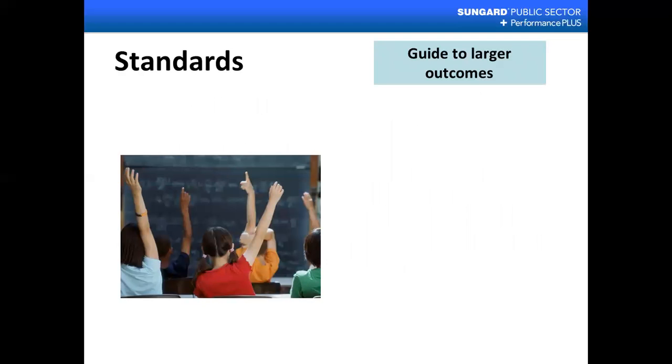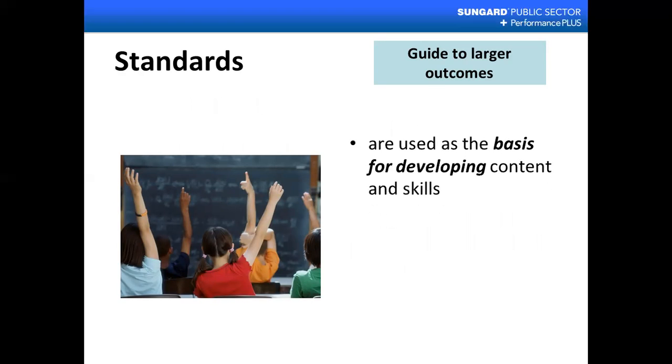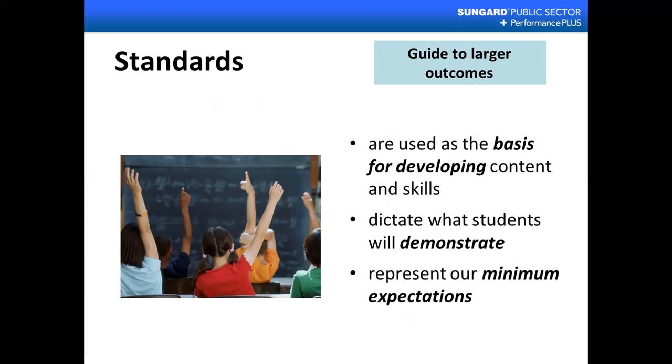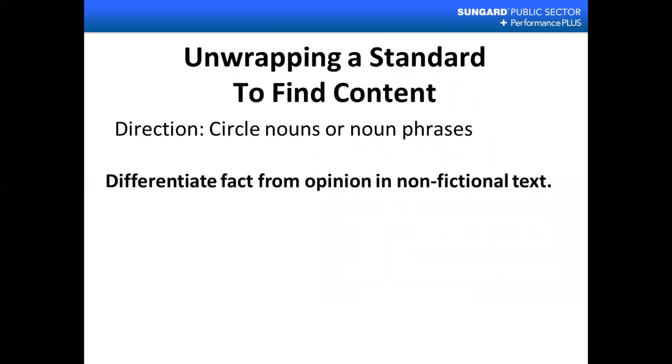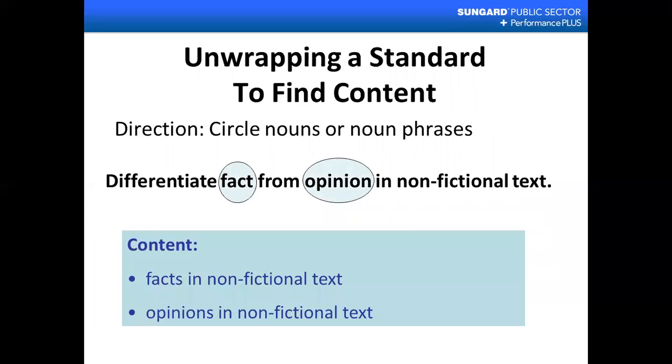Standards are our guide to larger outcomes. It's what the student should know and be able to do. They're used to develop the basis for our content and skills. It dictates what the students will demonstrate, and it represents our minimum expectations. We can use our standards to find our content. So if we take a look at this standard, differentiating fact from opinion in non-fictional text, our content are the nouns. So our content would be facts in a non-fictional text and opinions in a non-fictional text.